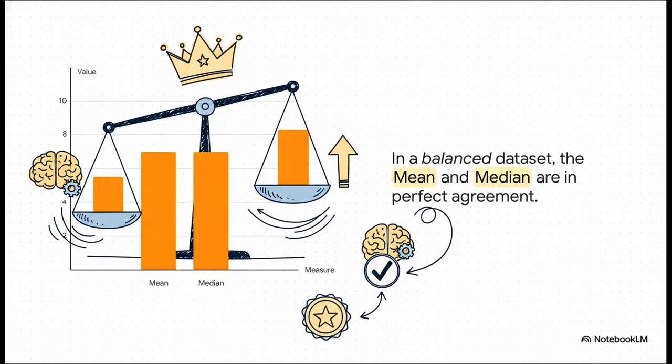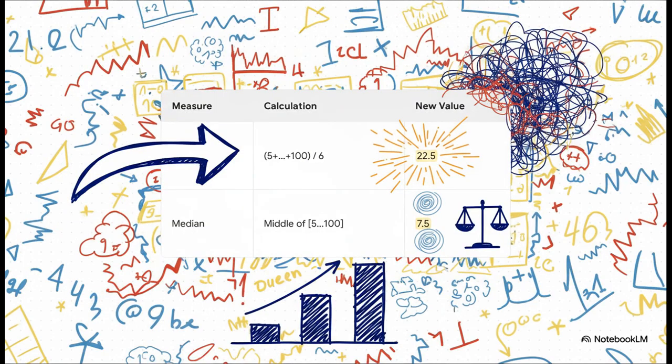So let's take a quick look at where we started. This is the before picture, a nice balanced data set. The mean was 7, the median was 7, they were perfectly aligned, telling us the exact same story about where the center is. Keep this picture in your mind. Okay, now for the big reveal. Let's recalculate everything with that 100 in the mix. First, the mean. We add up all the numbers, including the 100, and now we divide by 6. And, whoa, the mean shoots all the way up to 22.5.